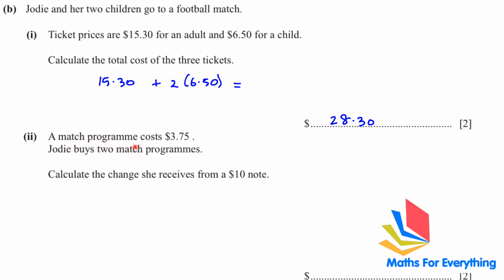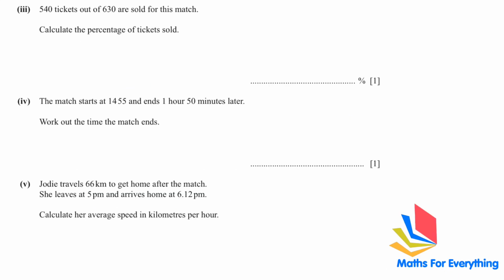B2, a match program costs $3.75. Jody buys 2 match programs. Calculate the change she receives from a $10 note. So she paid $10 and she bought 2 programs each for $3.75. So 10 minus 2 multiplied by 3.75 will give us $2.50.